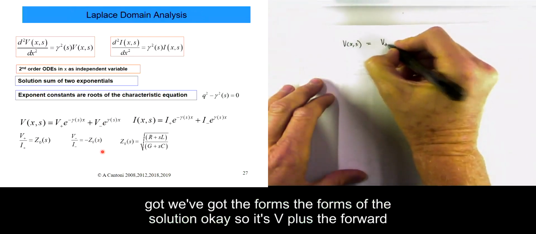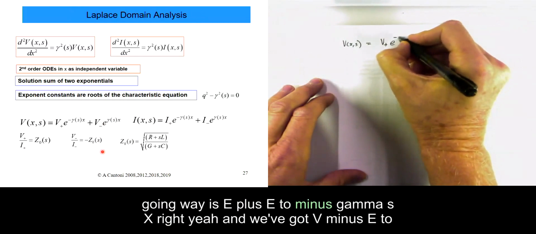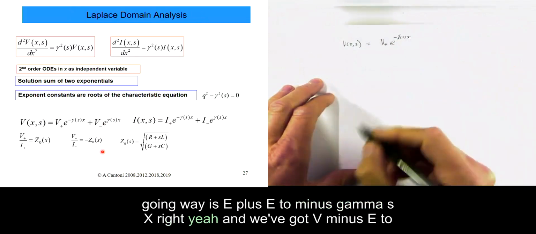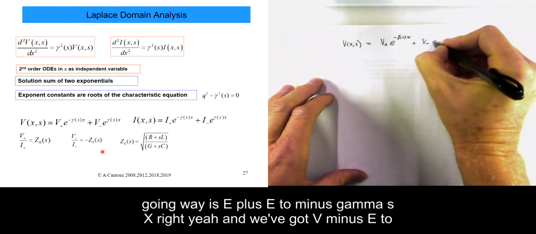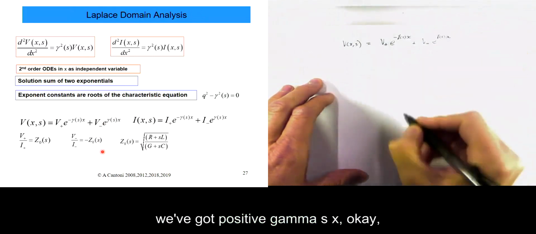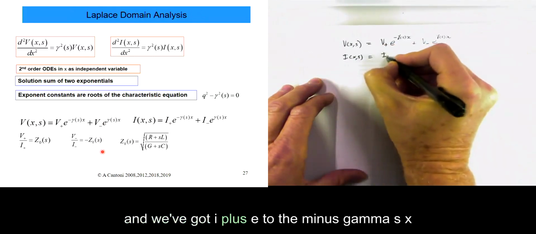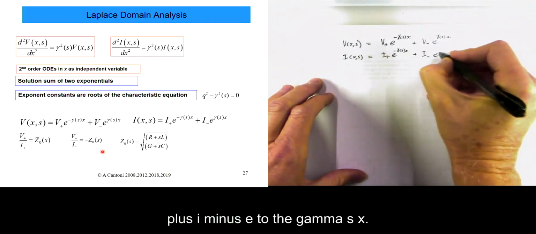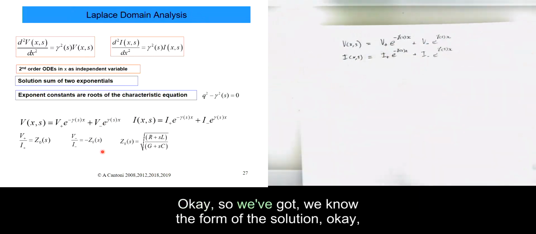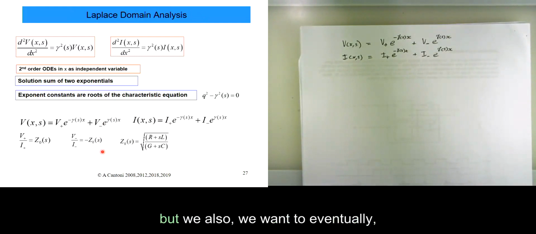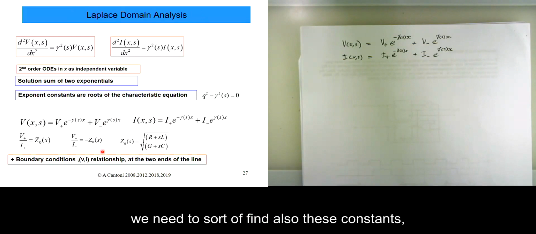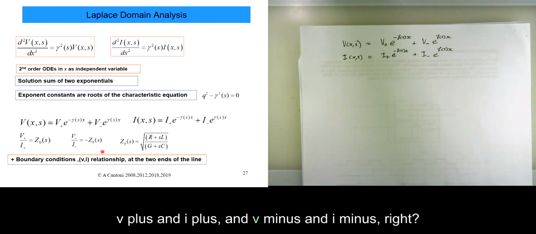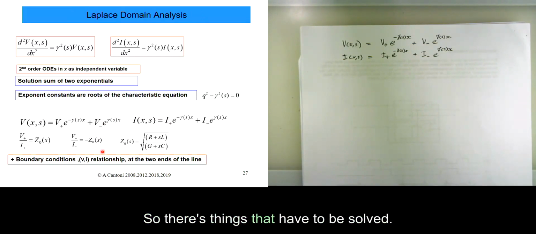Okay, so it's V plus e to the minus gamma s x going forward, plus V minus e to the positive gamma s x. And we've got I plus e to the minus gamma s x plus I minus e to the gamma s x. So we know the form of the solution. But eventually we need to find these constants, V plus, I plus, V minus and I minus, right? So they're things that have to be solved.